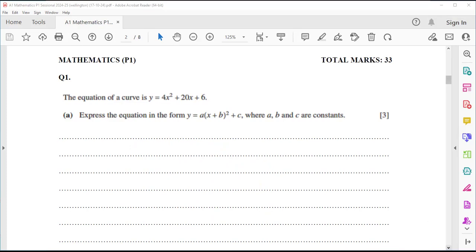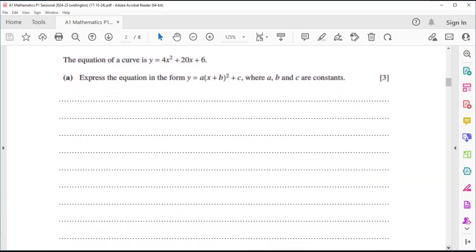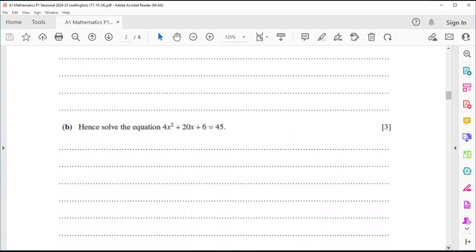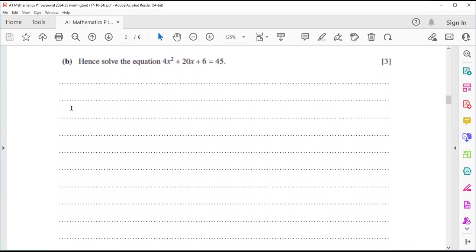Now I have to solve the second part of the question. Before starting this one, the first part we already have. We have expressed y is equal to 4x square plus 20x plus 6, and if I'm not wrong, this is 4 times x plus 5 by 2 whole square minus 19.